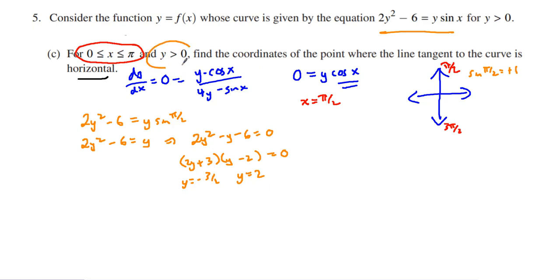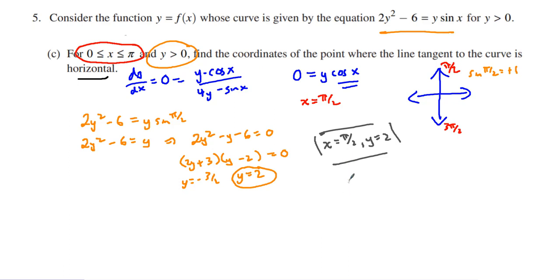Now, what do I know? Y has to be greater than 0. So that means y is going to be equal to 2. We're starting to put together all the pieces to this little puzzle right now. Okay, so what do I know? I know x is going to be equal to pi over 2 when y is going to be equal to 2. These are the coordinates.